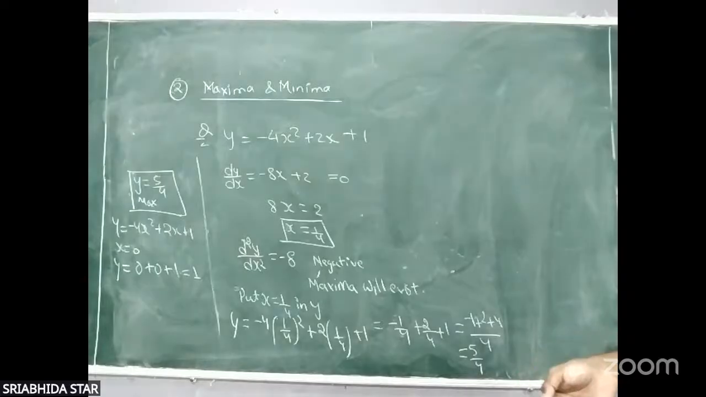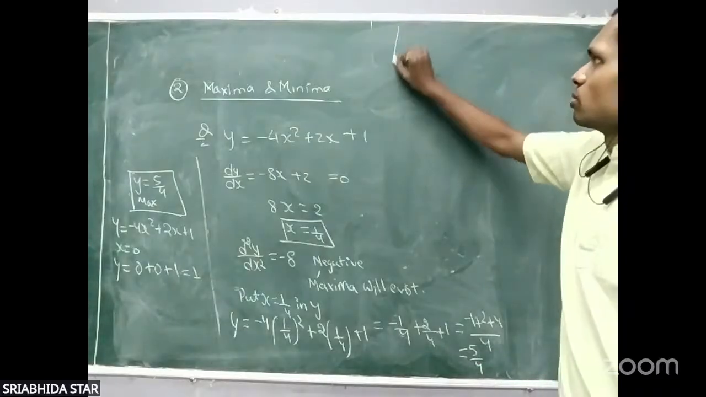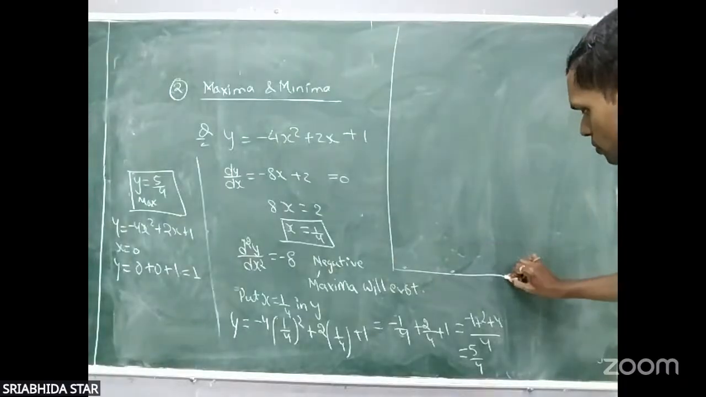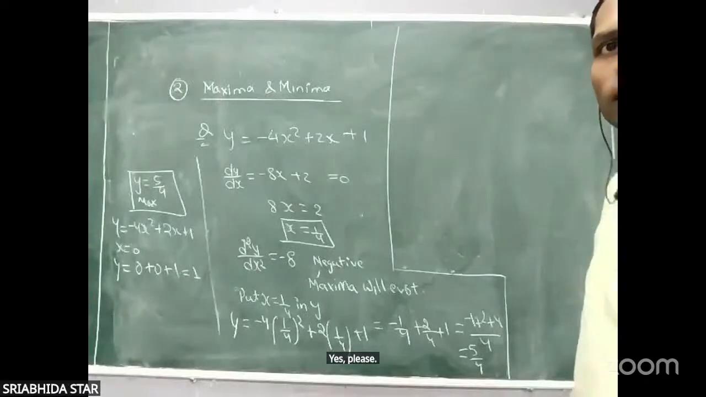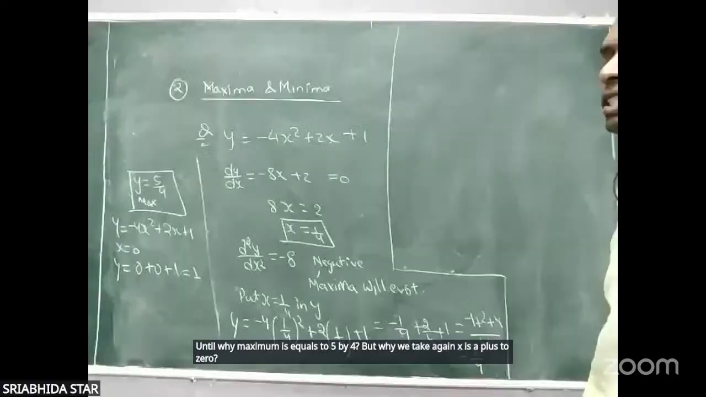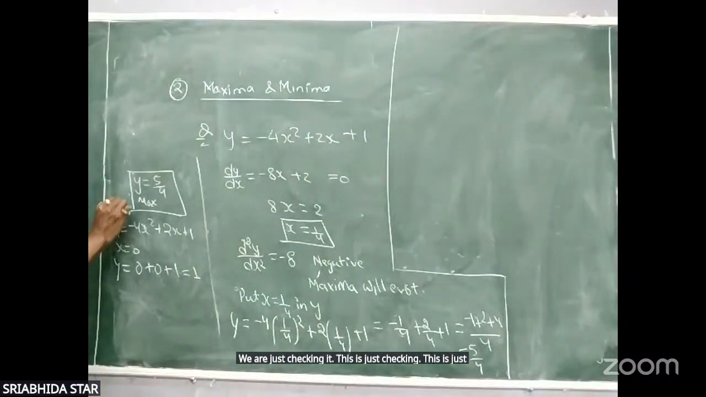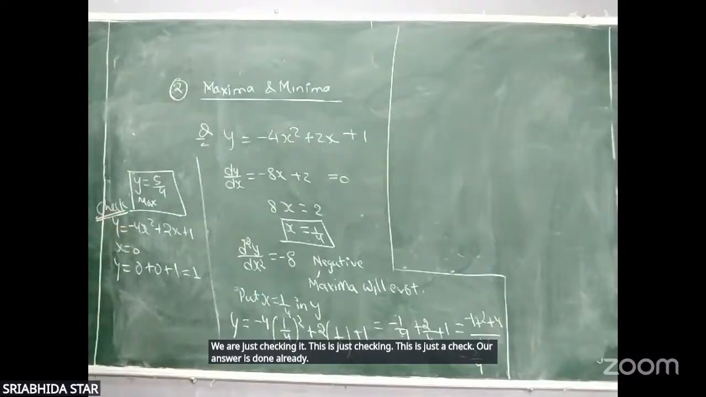You've written, all of you? Shall we proceed with the next example? Sir, yes, please. Yes, Shruti, please tell. Until y maximum is equals to 5 by 4, but why we take again x equals to 0? We are just checking it. This is just a check. Our answer is done already.